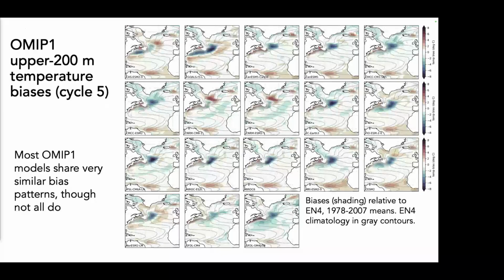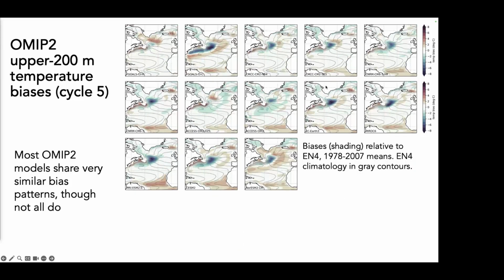I'll just show you briefly that you can do this for each of the models. Here are all the OMIP 1 models, the very last cycle. You can glance through and get a mental image of how much variation there is in this cold spot region. Some aren't as bad, some are more intense. Similar with OMIP 2. This one has more of a warm bias, but for the most part, they all have this issue.